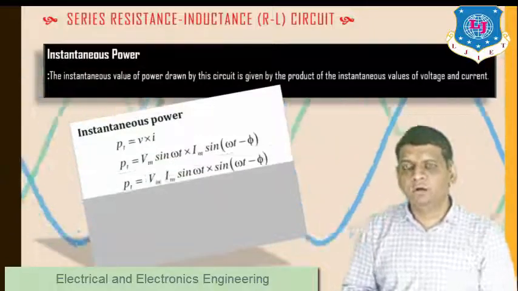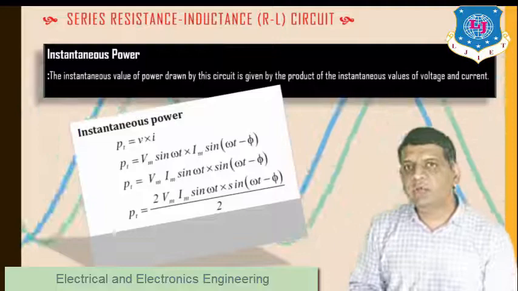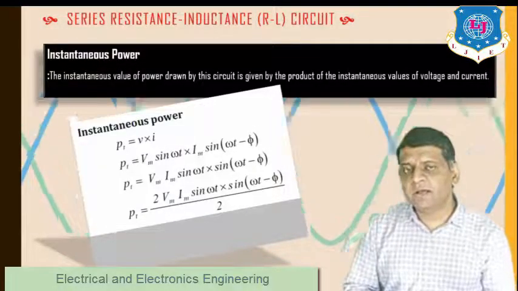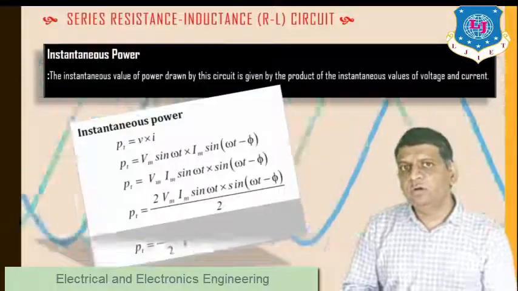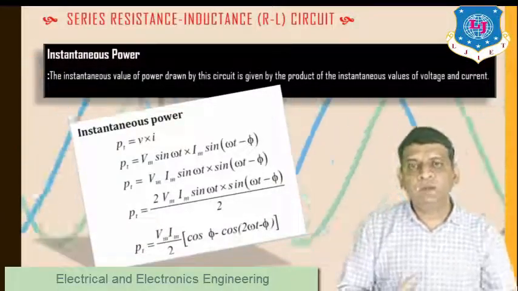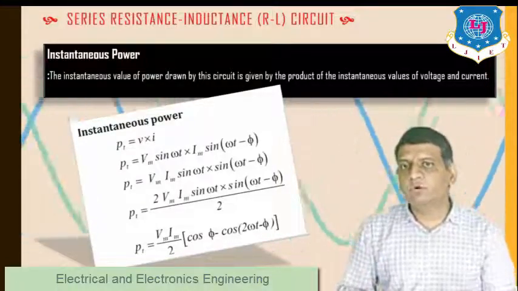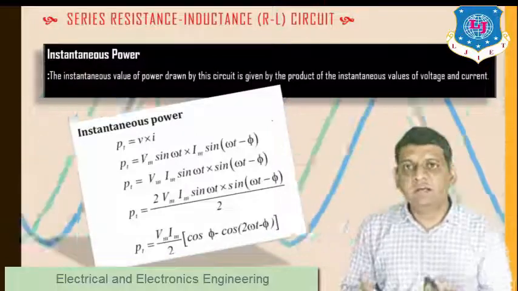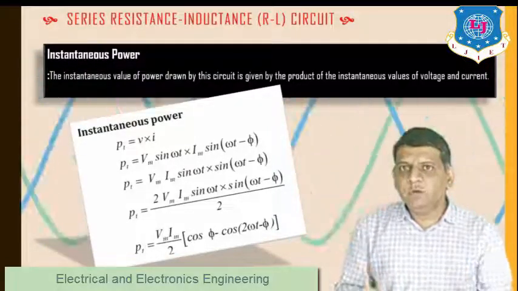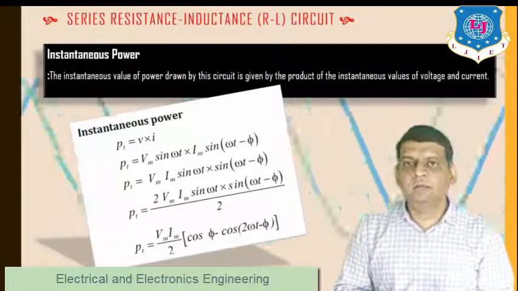So once you multiply these two terms, you can find p(t) is equal to 2 Vm Im sin(omega t) sin(omega t minus phi) divided by 2. So here you will see 2 sin A sin B. From 2 sin A sin B you can convert into trigonometry, which is called cos(A minus B) minus cos(A plus B). So from this you can find the instantaneous power p(t) is equal to Vm Im by 2 into [cos phi minus cos(2 omega t minus phi)].